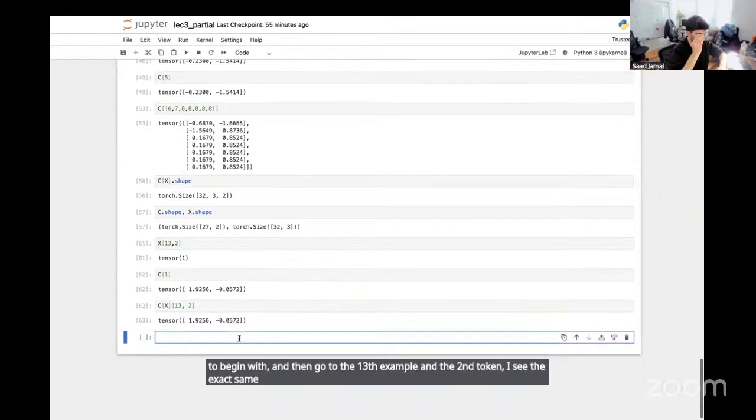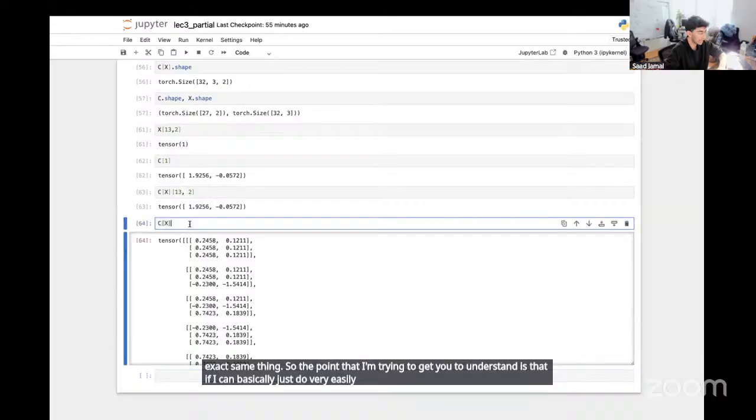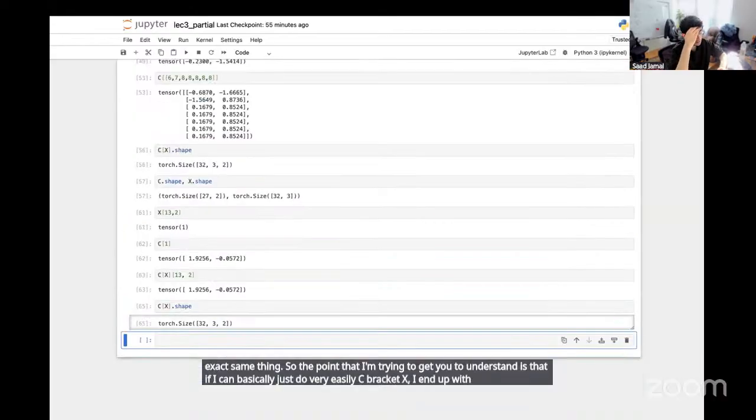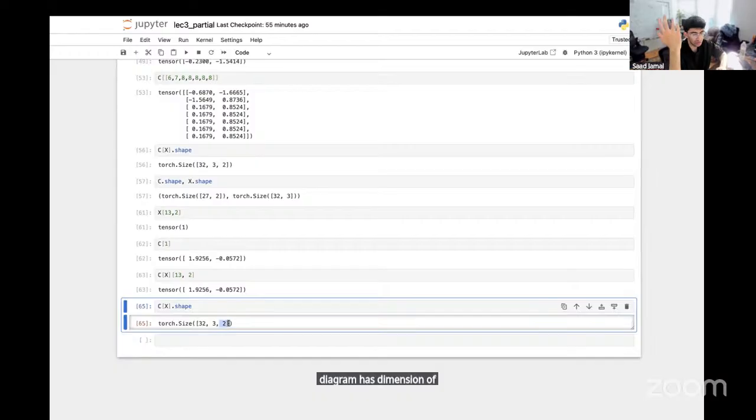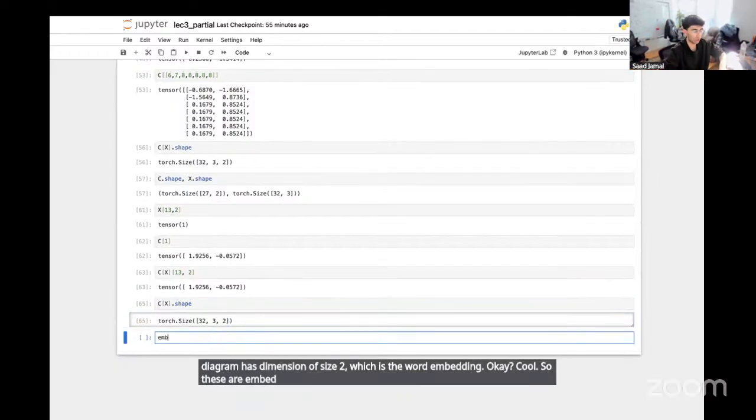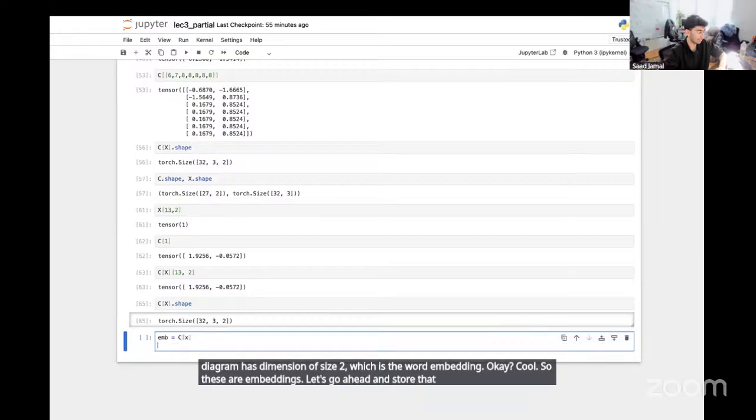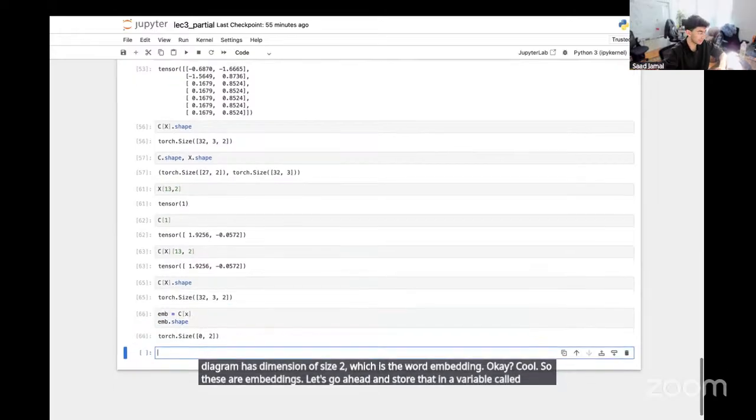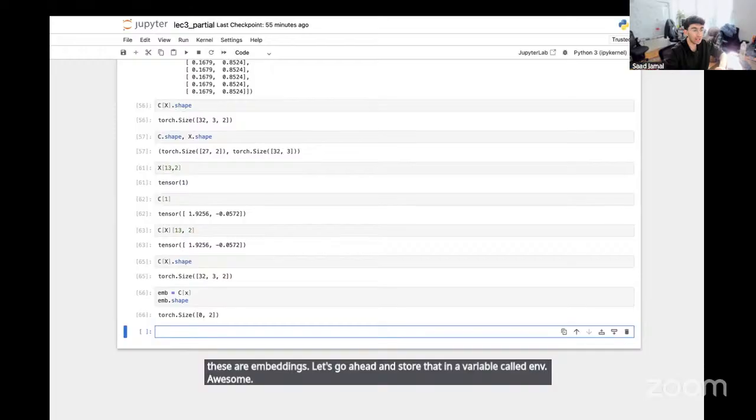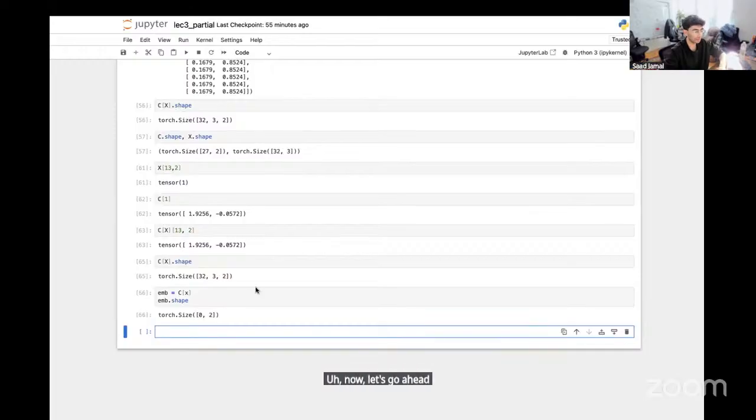So the point that I'm trying to get you to understand is that if I can very easily do C bracket X, I end up with this tensor that's 32 examples. Each of the examples is a trigram. Each of the characters in the trigram has dimension of size 2, which is the word embedding. Okay, cool. So these are embeddings. Let's store that in a variable called emb. Awesome. Now, let's go ahead and make our first neural net.